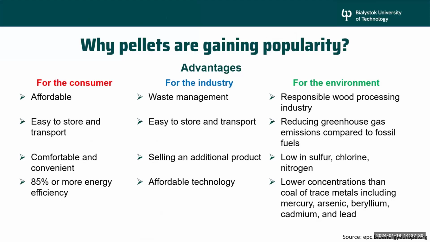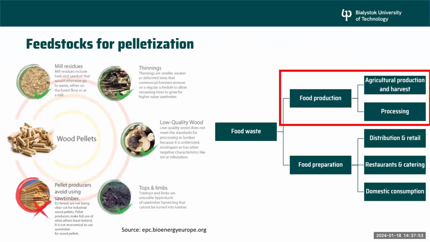So why are these feedstock gaining so much popularity in last days? They're actually affordable, they're easy to store, easy to transport, they're very convenient. In combustion processes, they allow us to reduce greenhouse gas emissions in compared to fossil fuels. And one of the main factors is the waste management possibility, because pellets are products made from waste. If it goes about woody pellets, they're mainly made from some low-quality wood, thinnings, mill residues. We don't produce pellets out of wood that can be used in construction or furniture production.